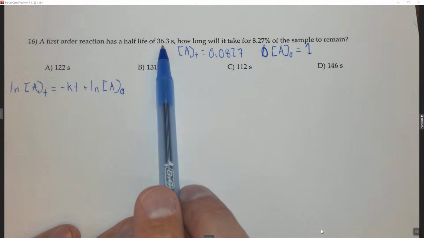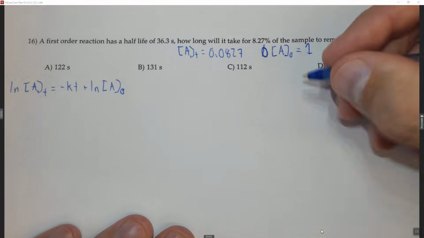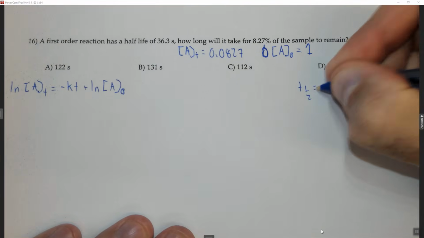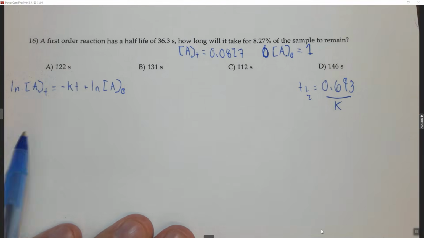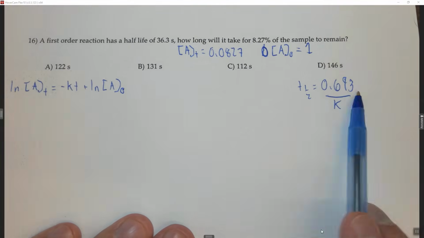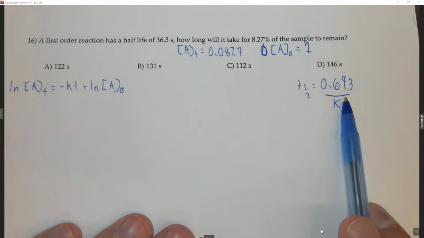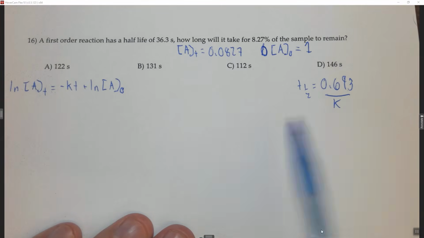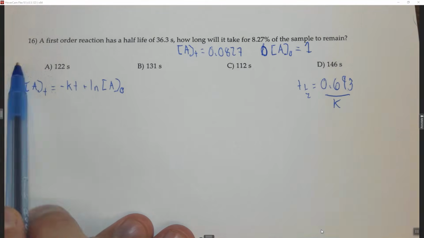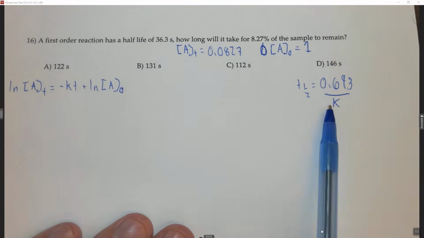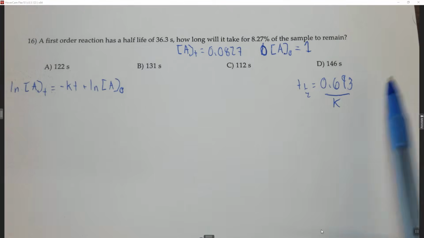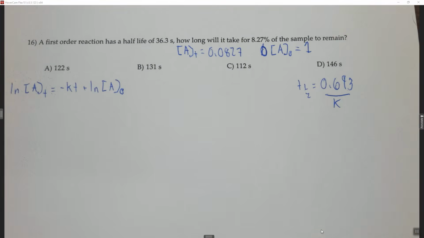We can find k from the half-life equation: t1/2 equals 0.693 over k. Note that both of these equations are tied to the first order reaction. In fact, you can derive this from this. But these are both derived from the first order reaction. If this was a second order reaction, these would be different equations. But it's not a second order reaction, it's a first order reaction.